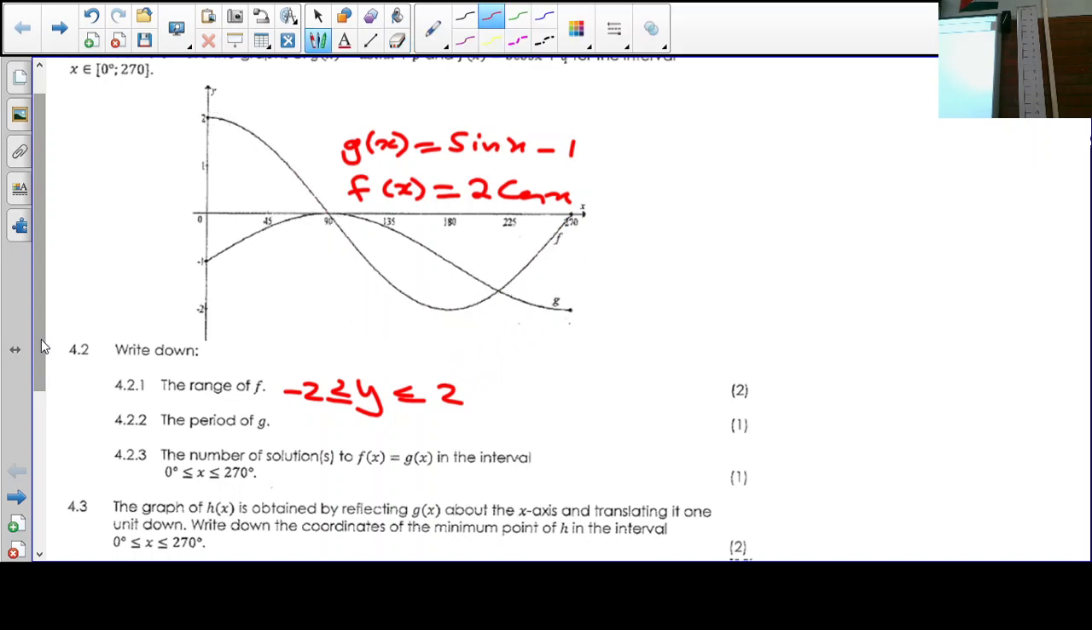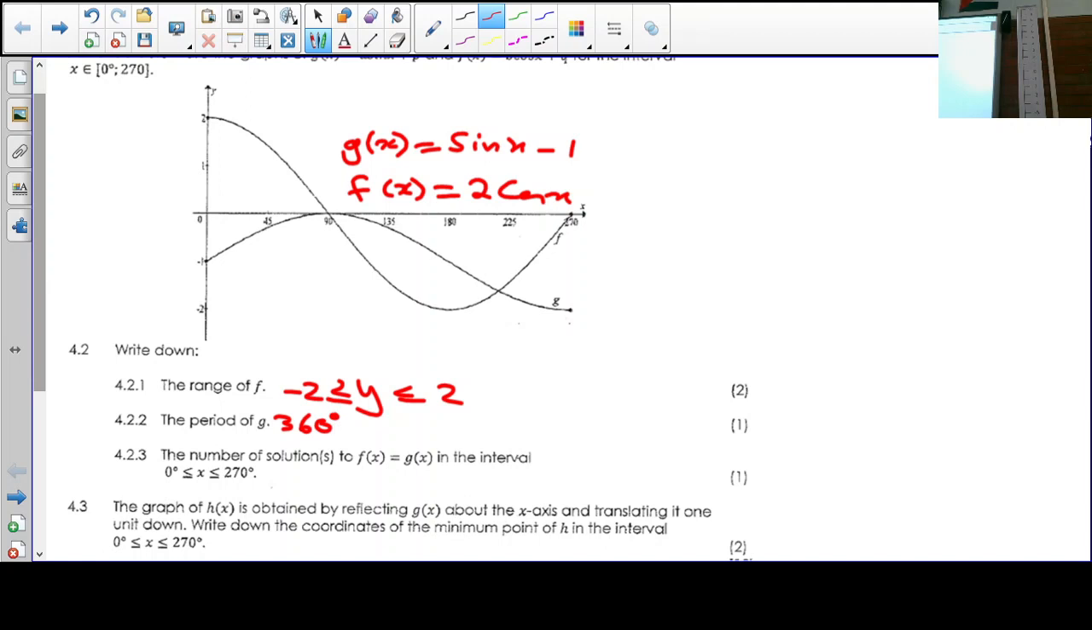g of x. They ask you for the period of g of x. What type of graph is g? The sine graph. What is the period of the sine graph? Normally, yes? 360. Is there a period change? Is there a value in front of x there? No. So, the period of this graph is 360 degrees.